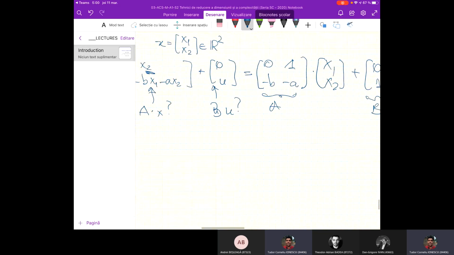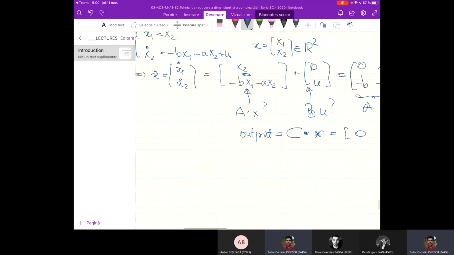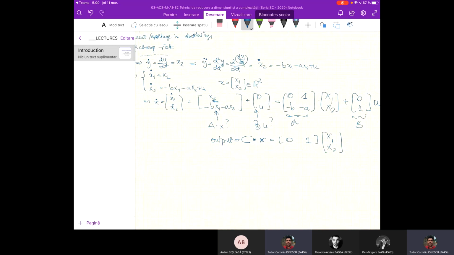Of course, for the matrix C, if you want to make the output, the matrix C times x, you choose your C. Keep in mind that if you have only one output, your matrix C is a row matrix with two elements. I don't know, you can take 0, 1, for instance, or whatever. This is just a choice. So is it clear where the A, B and C can come from? Is this clear to you? Yes. Okie dokie.